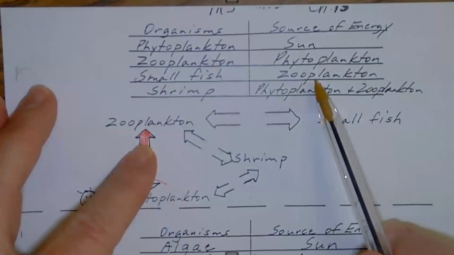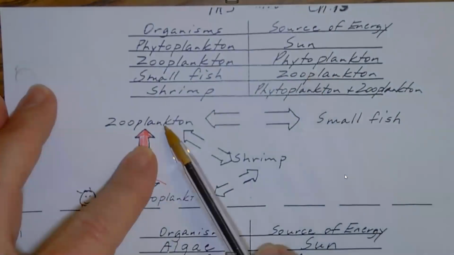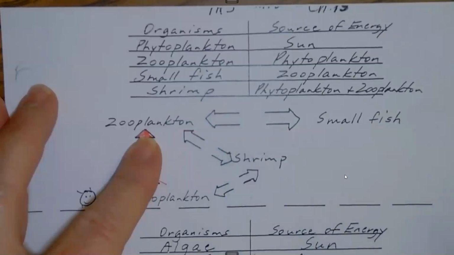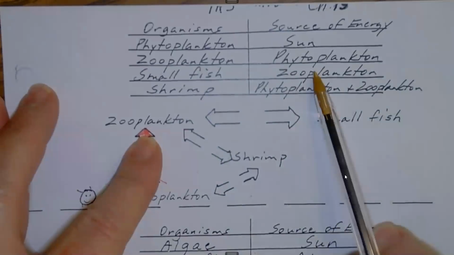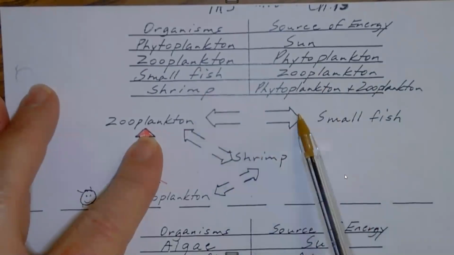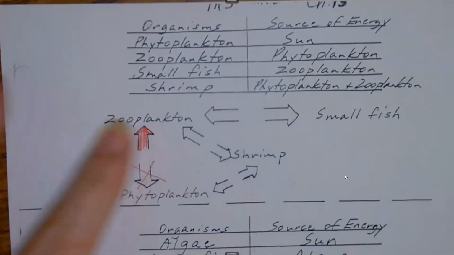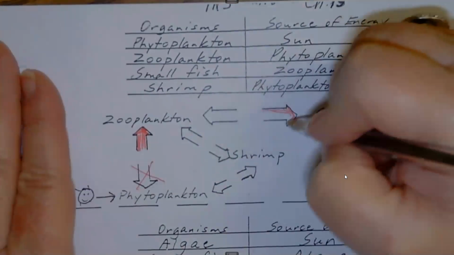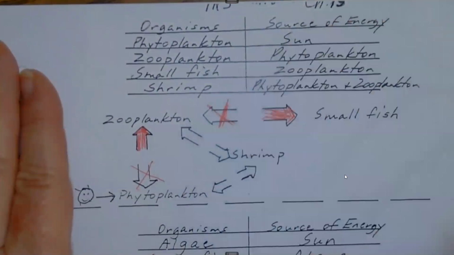My next one says that the zooplankton, so here's my zooplankton, is being eaten by small fish. Andrew, stay awake. My zooplankton is being eaten by small fish. So which arrow should I keep? The one pointing toward the small fish or the one pointing toward the zooplankton? Right. Because we said that's what is being eaten. So that is the one that we don't need.